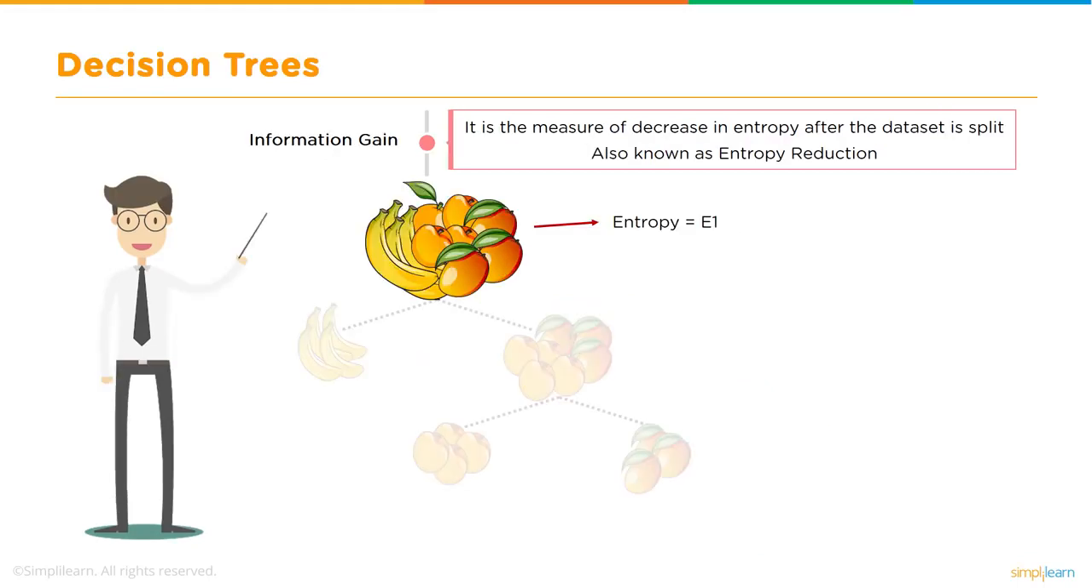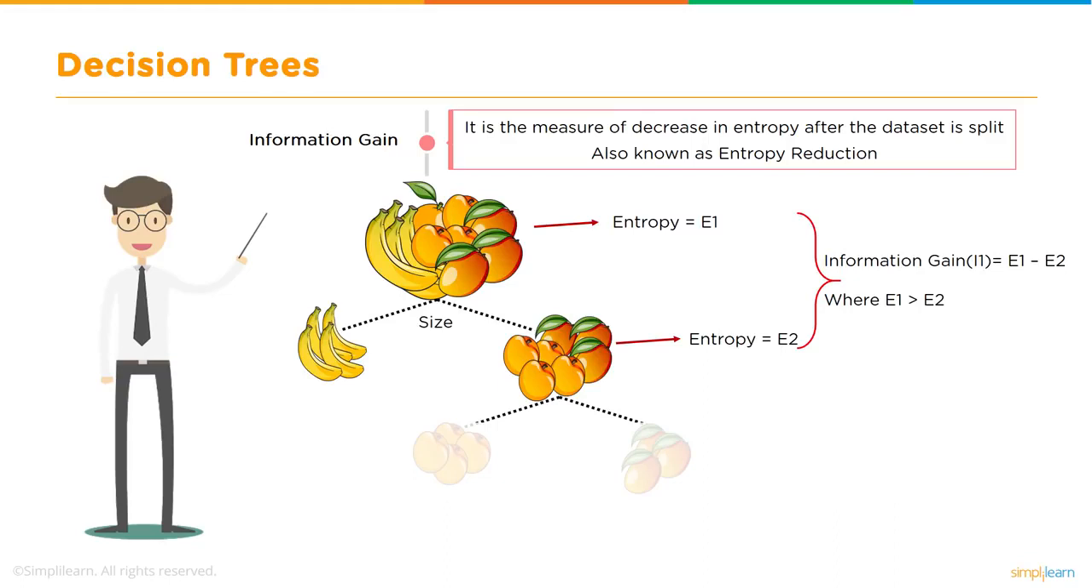Information gain. It is a measure of decrease in entropy after the data set is split, also known as entropy reduction. So we look over here and we have an entropy equals E1, and the information gain as we split the bananas out, the size becomes smaller, and you'll see that E1 is going to be greater than E2, where we measure E2 of the apples and oranges in this case. If you love your fruit, it's probably getting you hungry right about now.